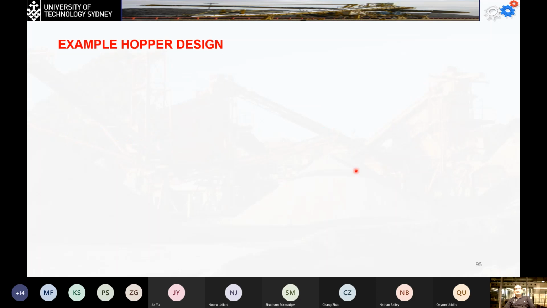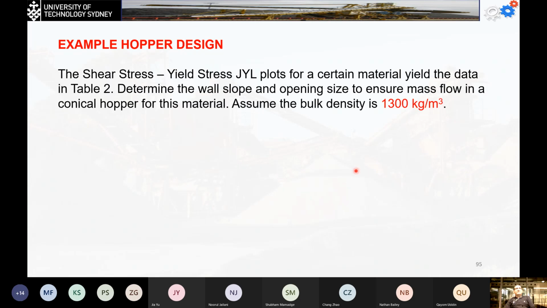Now we are going to have an example. This example is not going to be exactly like the one we are going to have in the assignment, but I'm going to give you more examples on that. So we have the shear stress and the yield stress from the Jenike yield locus plots for a certain material, with the data shown in the table. We're going to see it next. Determine the wall slope and the opening size to ensure mass flow in the conical hoppers for this material, assuming that the density of the material is 1,300 kilogram per cubic meter.